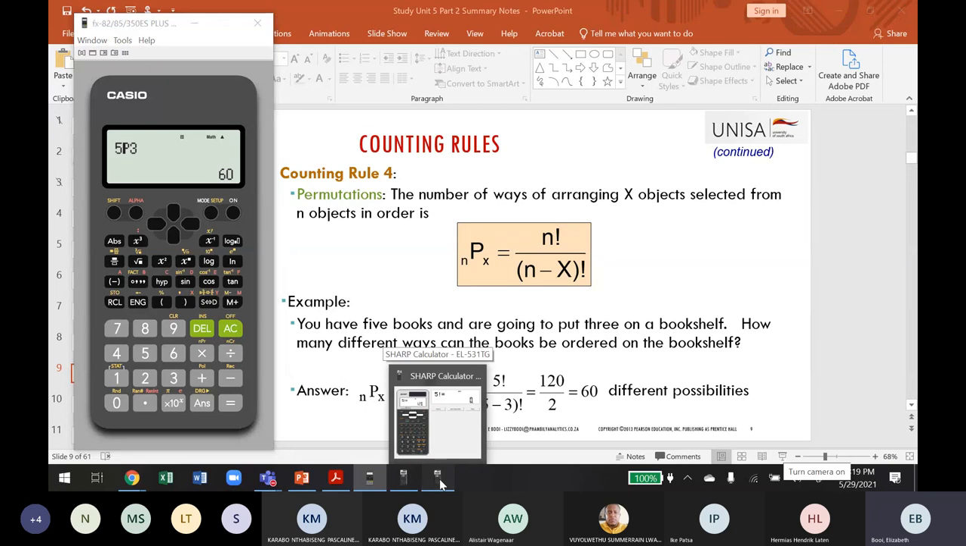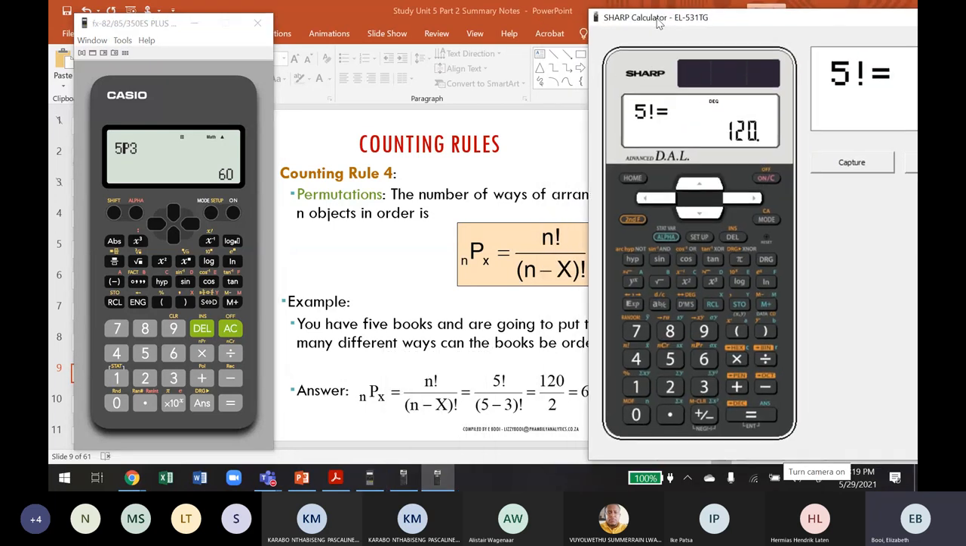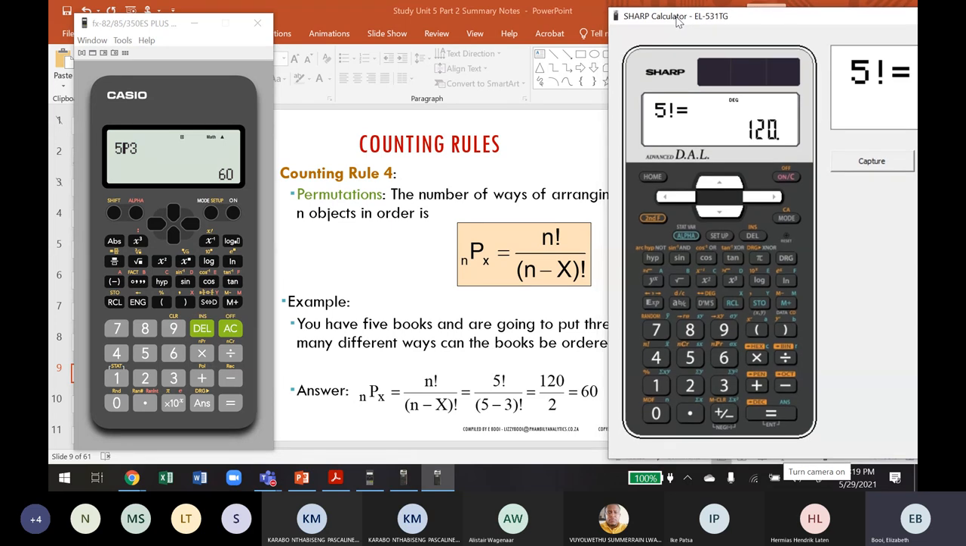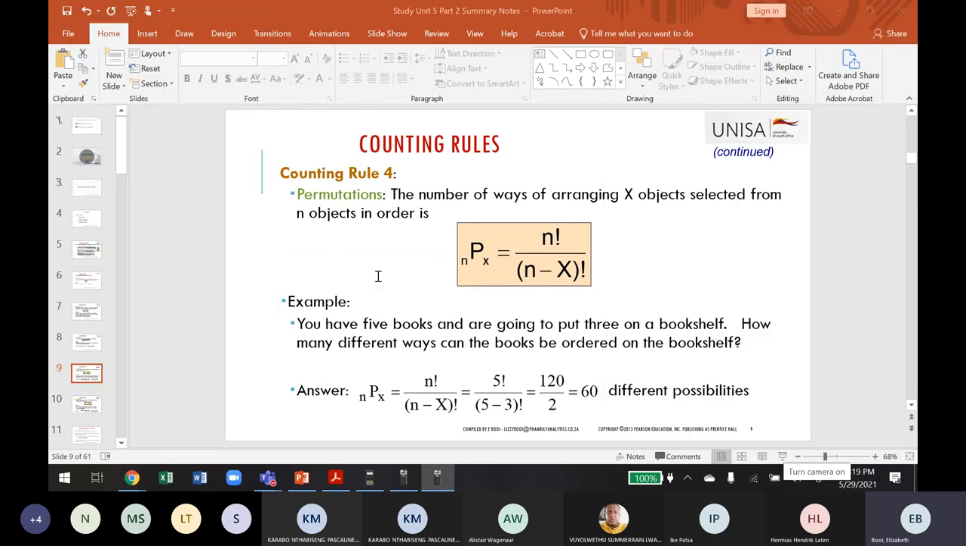Similar on a Sharp calculator, to get the same answer, clear our calculator. 5 is our n, and our nPr is on button number 6. So we press 5 first and then press second function, press button number 6 and then press 3 and press equal, and that will give you 60. And that's how you will calculate your counting rule.